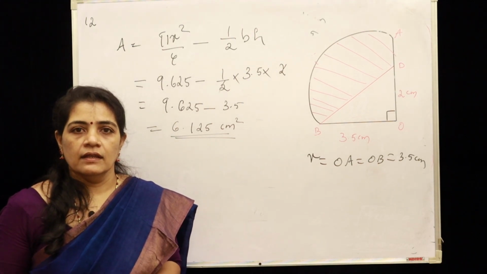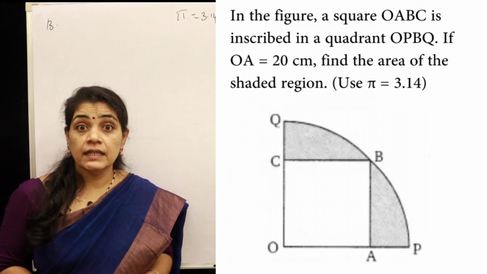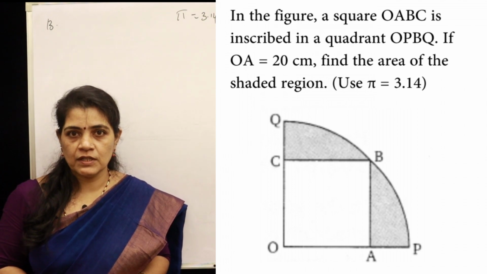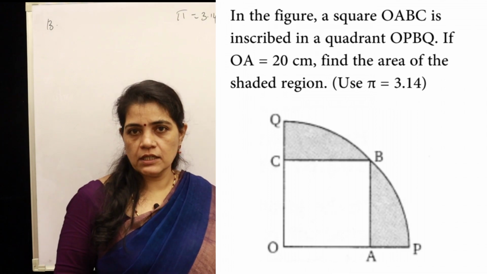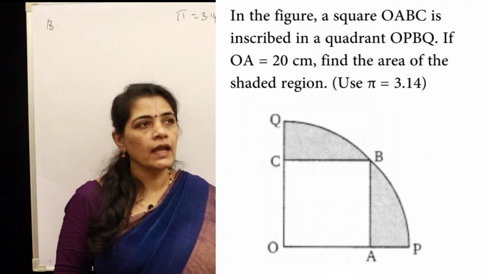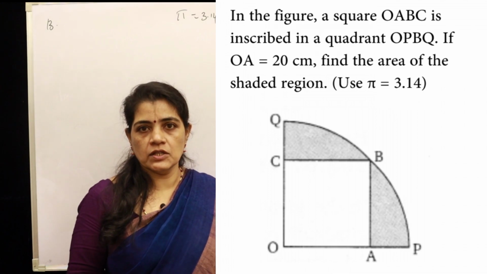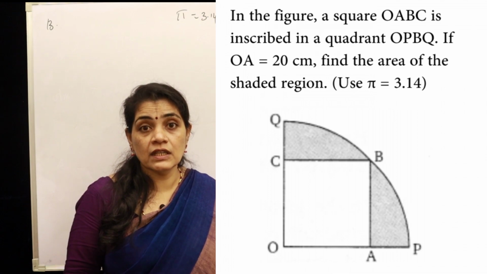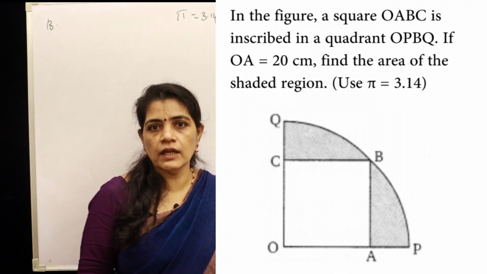Now we are moving to the next problem. Yes children, the 13th question we are going to solve now. This is one of the important questions. Here we have a quadrant of a circle, and we have to find out the area of the shaded region. Very simple question, but we have to find out what all things are required, then only you can easily calculate the area of the shaded region.